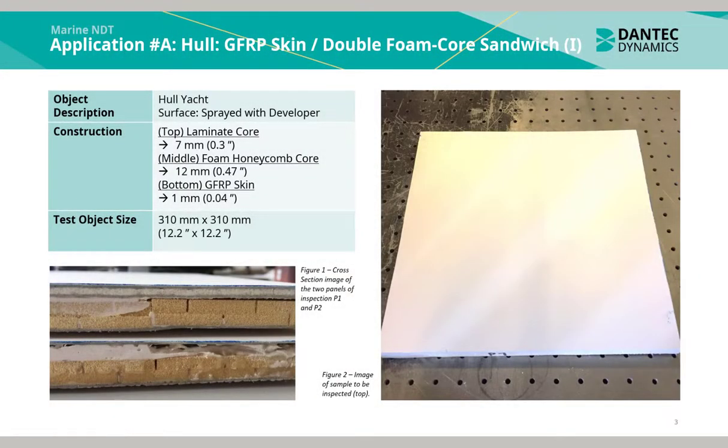Application A is a glass fiber reinforced plastic skin laminate material with a double foam core sandwich. In Figure 1, we see a cross-section image of the two panels being inspected, P1 and P2. Figure 2 is an image of the sample to be inspected from the top. The surface was sprayed with developer, and the test object size is approximately 310 by 310 millimeters.